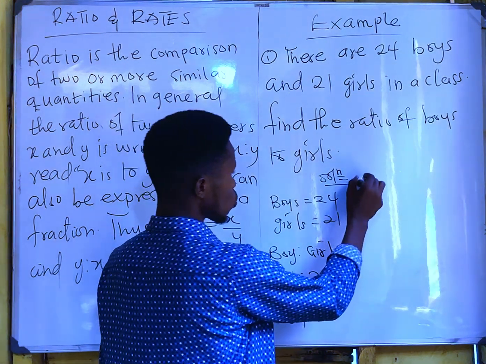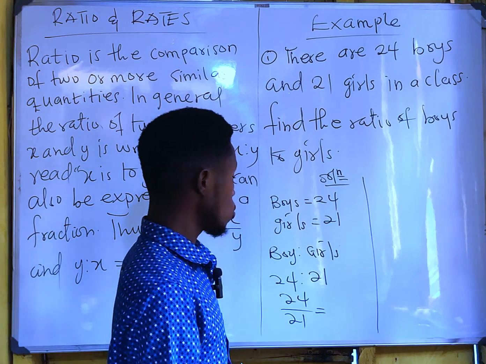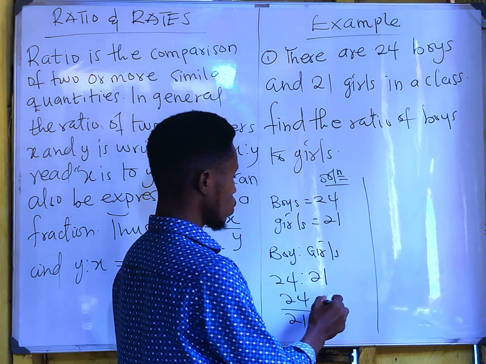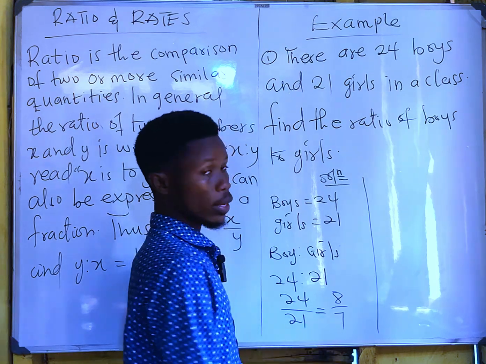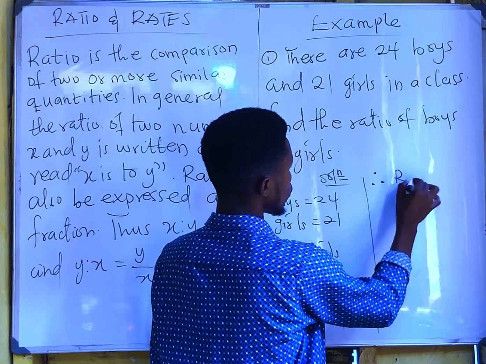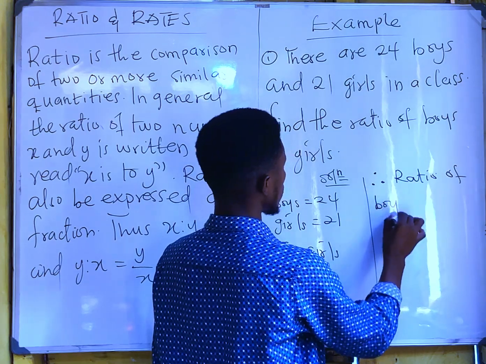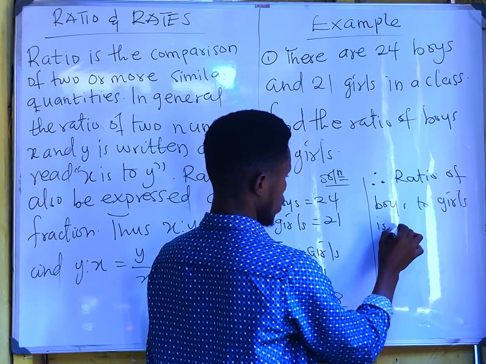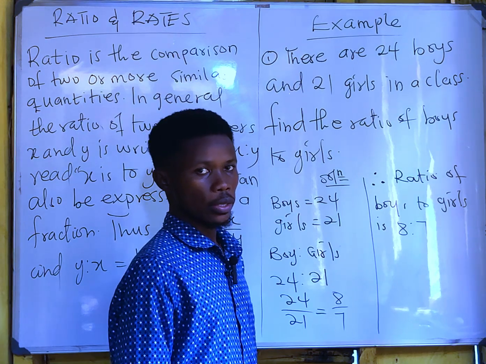Is that okay? So 3 can go into 24. So you can simplify ratios to their simple form. So 3 going into 24, 8 times. 3 going into 21, 7 times. So 8 over what? 7. Therefore, the ratio of boys to girls is 8 is to what? 7. So this becomes the answer to the question.